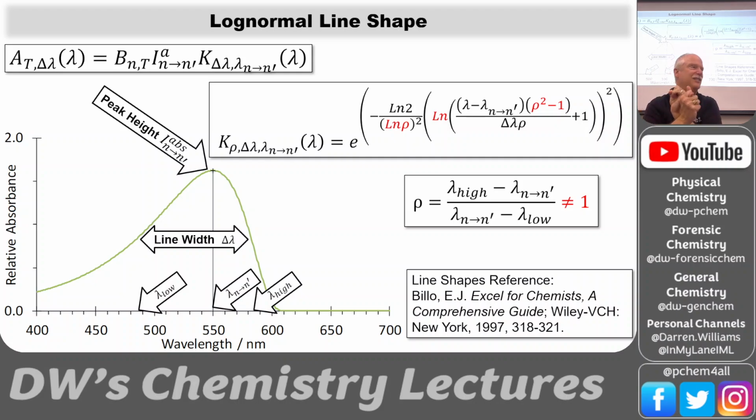You're not changing the transitions. You're not changing the spectral line shape. You're just changing whether it tails right or left. And so that can have a huge effect.